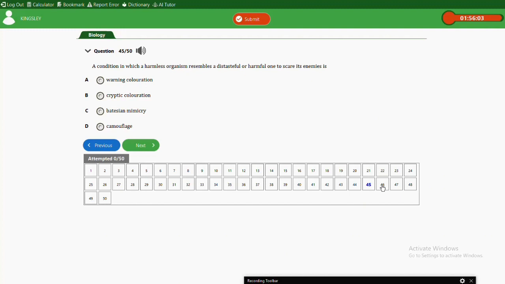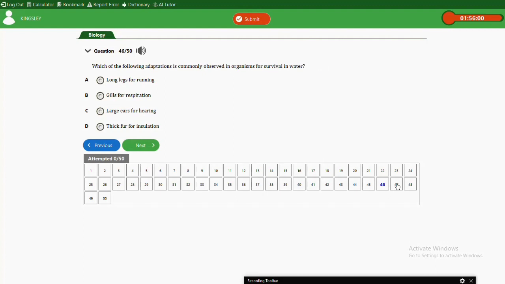Question number 45 says, a condition in which a harmless organism resembles a distasteful and harmful one to scare its enemies is A, warning coloration, B, cryptic coloration, C, Batesian mimicry, and D, camouflage. So A is the correct option here, and that's warning coloration. So let's look at question number 46.